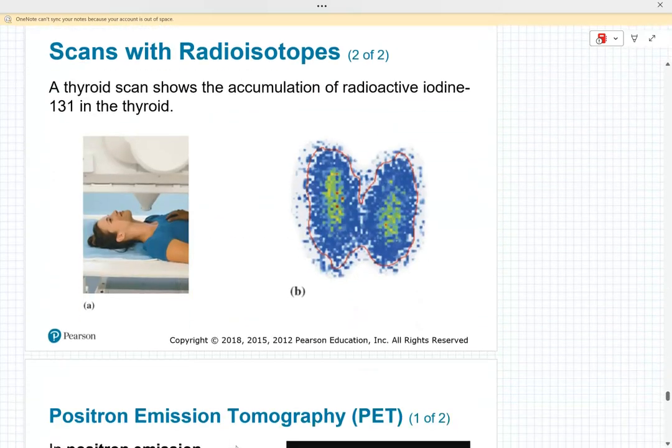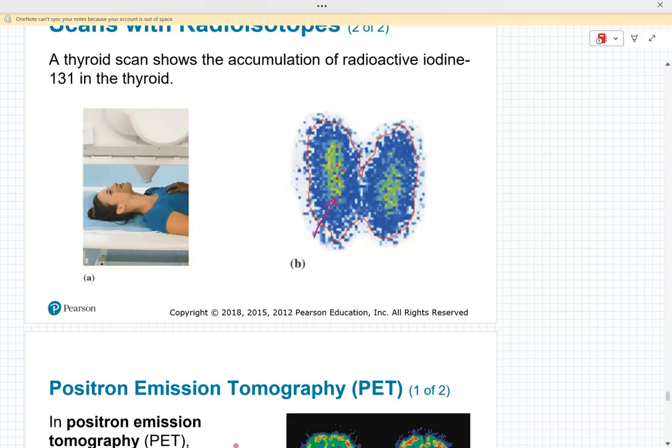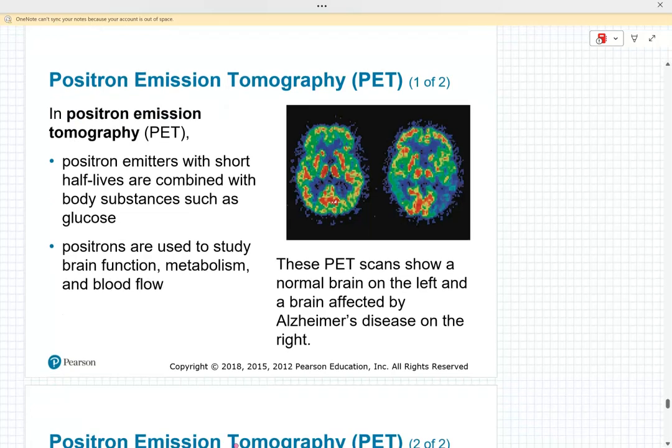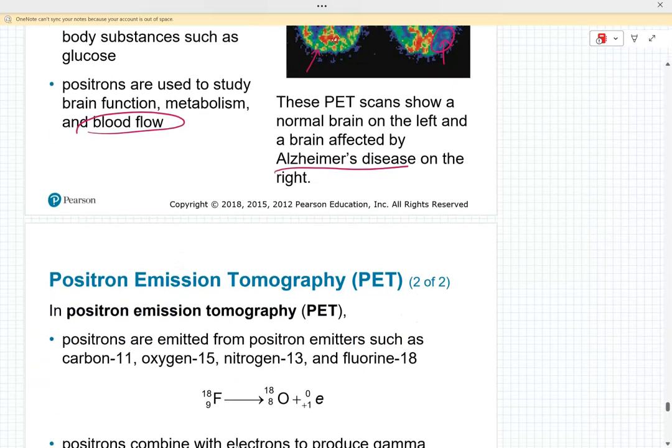So this is this kind of a thyroid gland, right? Iodine 131 in thyroid. So, positron emission tomography. So, for instance, this one measures some blood flow to the brain. This part of the brain here is much less active because neurons are dead. There's not enough blood flow and it's a stroke. Oh, sorry, Alzheimer's, yes. So, less active. Okay?